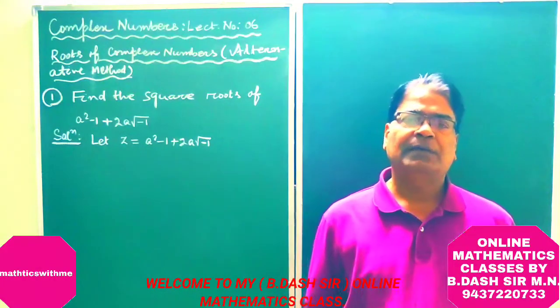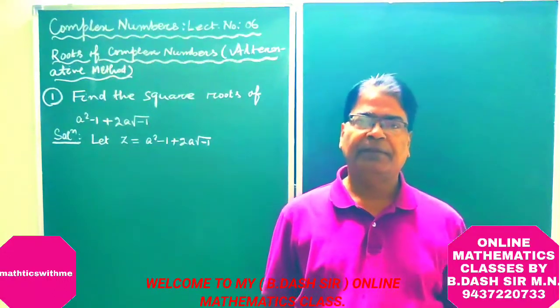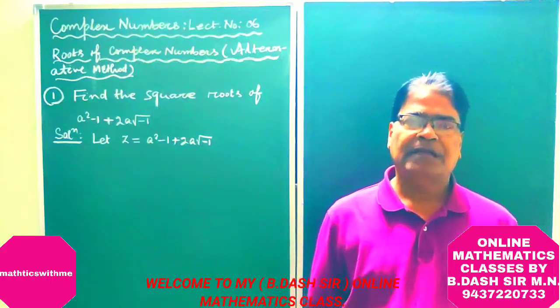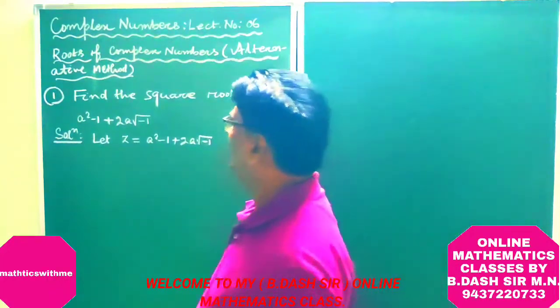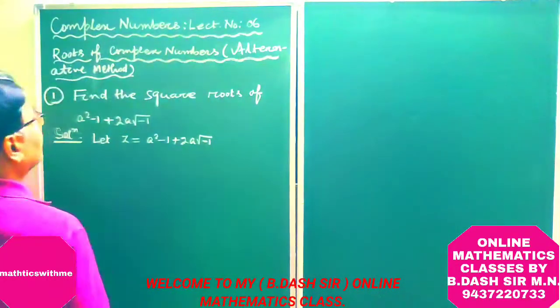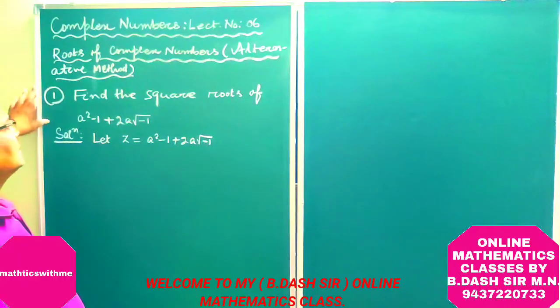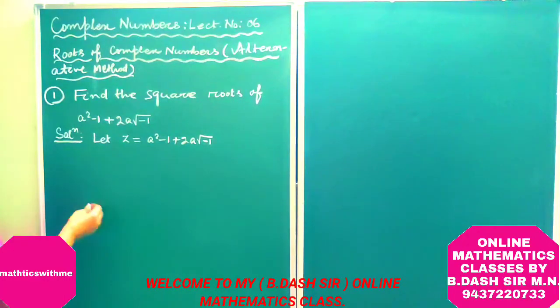In this class I am going to teach you complex numbers. This is my 6th class. Let us start the topic. Here we have to find the root of a complex number by a shortcut method, I mean an alternative method. Find the square roots of a² − 1 + 2a√−1.